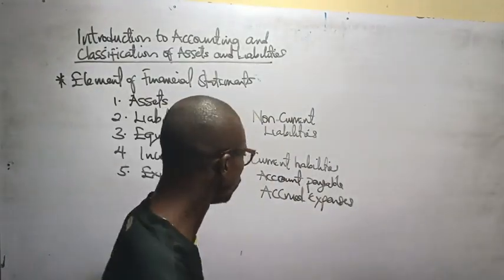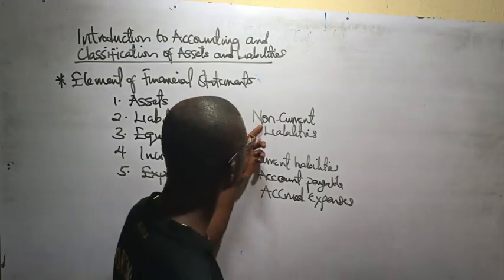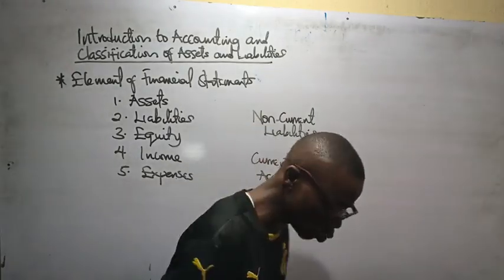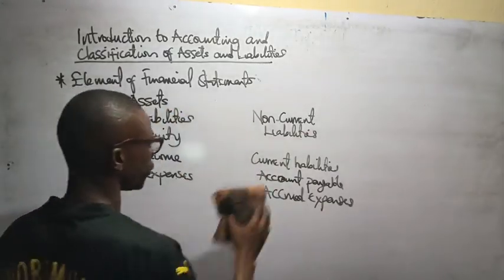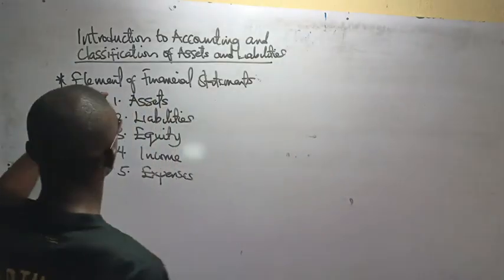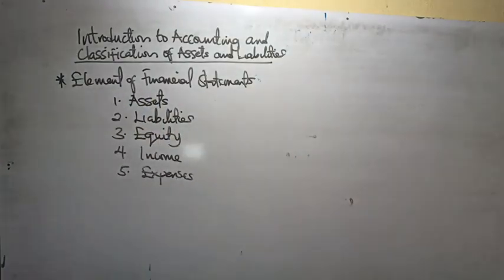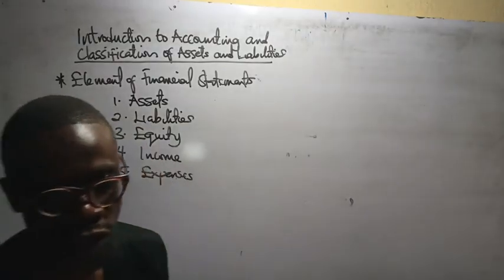So these are examples of current liability and non-current liability which we have looked at. So let's go to equity. Don't forget that these first three are under the statement of financial position. So let's go to equity.